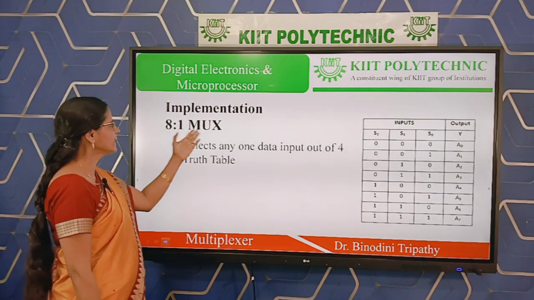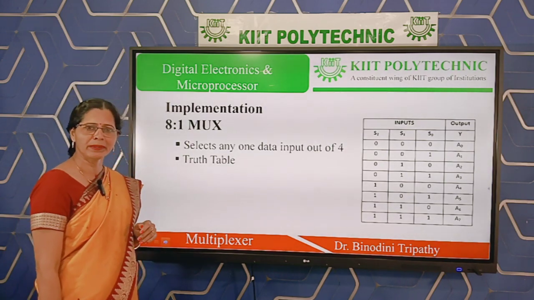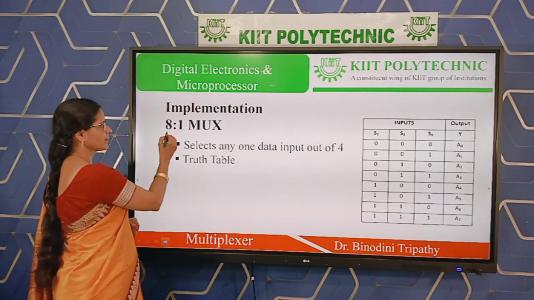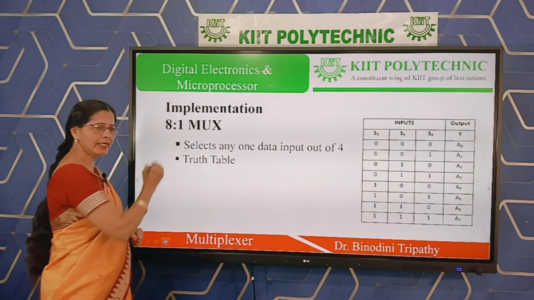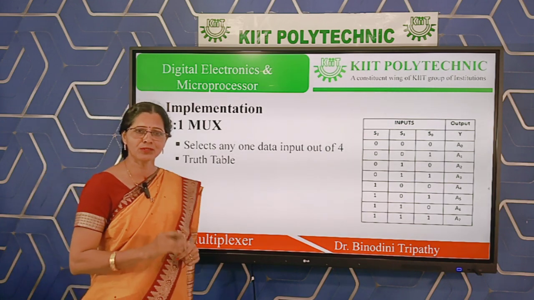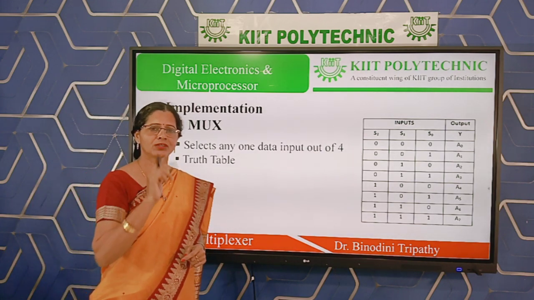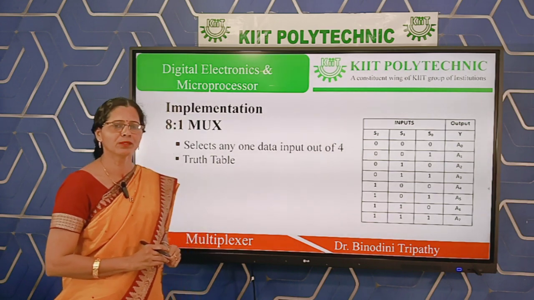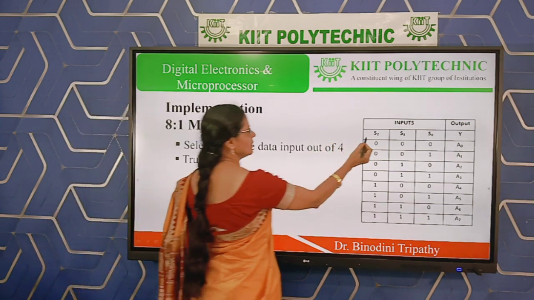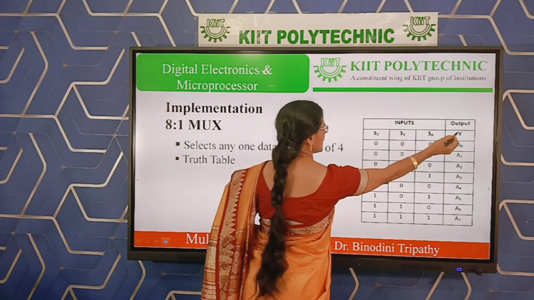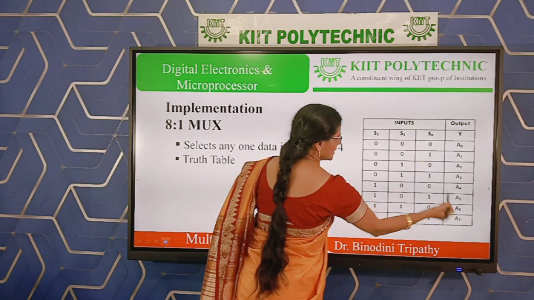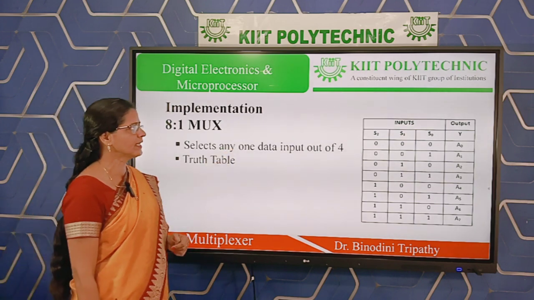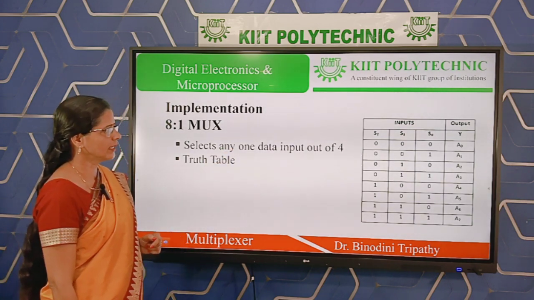Same format, suppose we try to implement an 8:1 mux. From its name it has a total of 8 inputs and 1 output. 8 inputs means selection inputs: 2 to the power 3 equals 8. The 3 is the n value, so accordingly 3 selection inputs, and 8 inputs. The 8 inputs you can designate A0, A1, A2, A3, A4, A5, and so on.